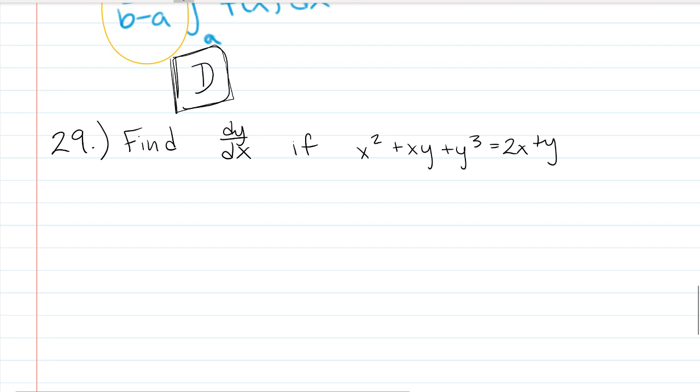29 is not B, unfortunately. It is A. So let me work it out. So 2x plus x dy dx plus y plus 3y squared dy dx equals 2 plus dy dx.